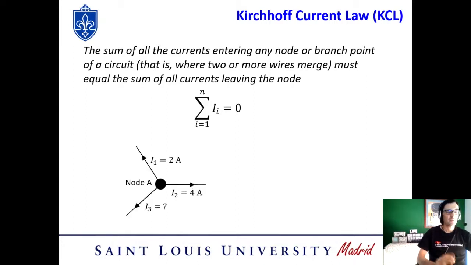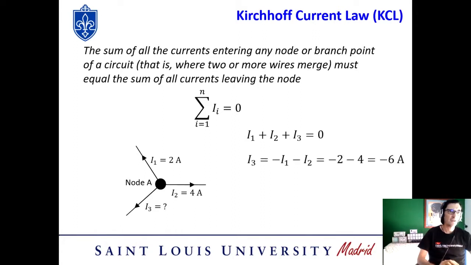For example, imagine we have a node A like this in a circuit, and we have two currents, I1 and I2, having these values, 2 amps and 4 amps. We're wondering what is the value of I3. If we apply Kirchhoff's current law, then we know that the sum of all these three currents must be zero. Therefore, if we solve for I3, we find that the value of I3 is minus 6 amps. This minus sign means, of course, that the current is reversed and it's entering the node, not leaving the node.